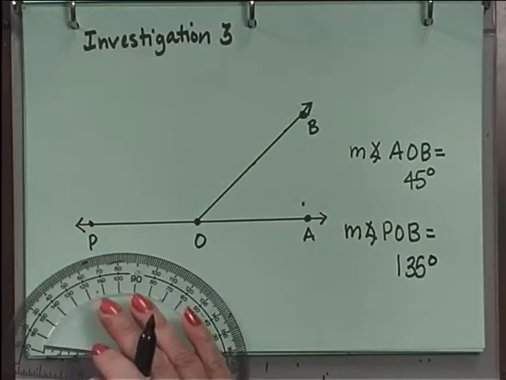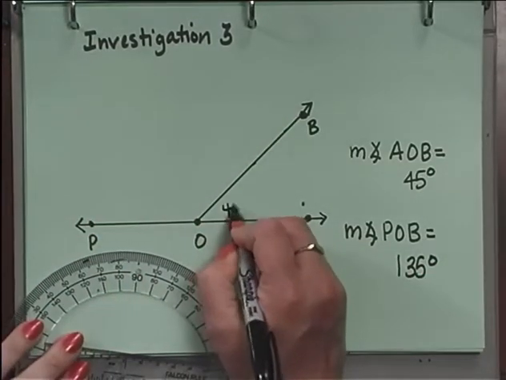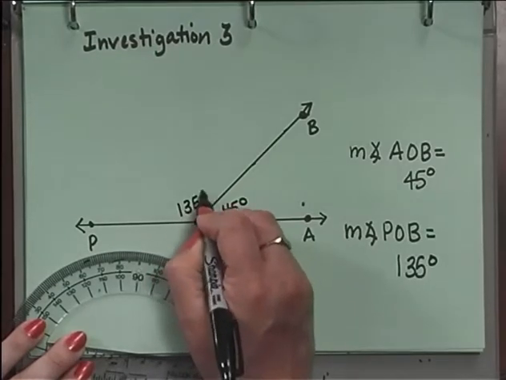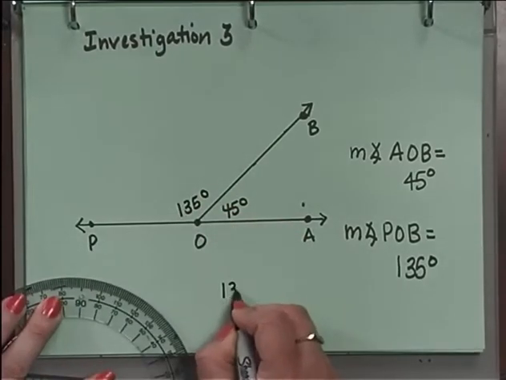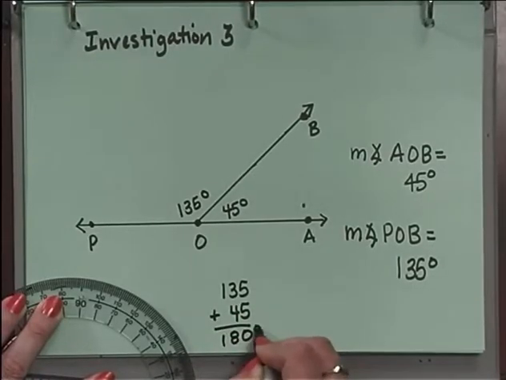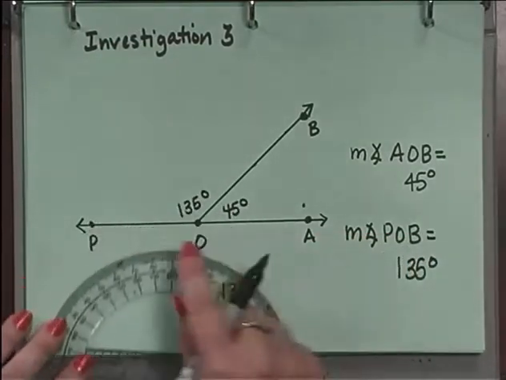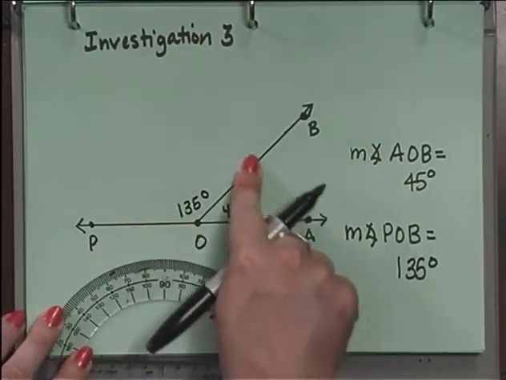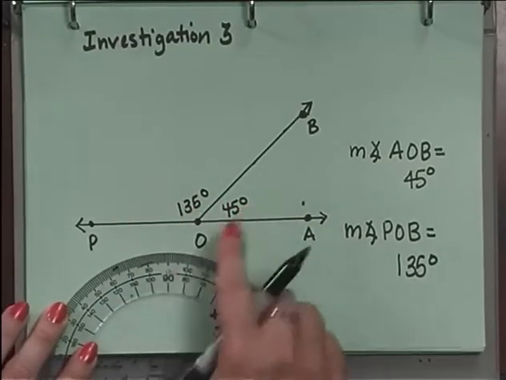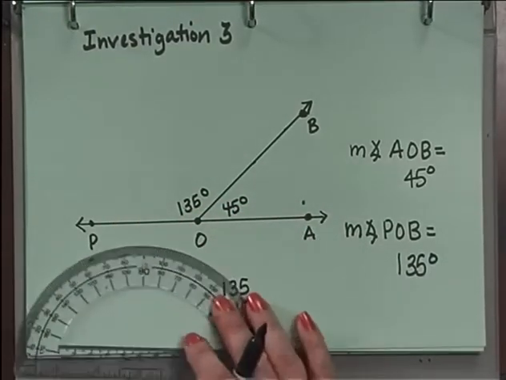Now notice how if this angle is 45 degrees and this angle is 135 degrees, that if I add the 2 of those angles together, I would get 180 degrees. And remember what I told you, this complete angle right here, all the way across, is 180 degrees. So that's what I should expect to happen.